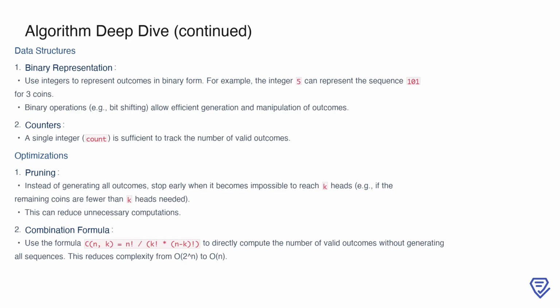To optimize the brute force approach, we can use pruning. This means stopping early when it becomes impossible to achieve k heads, such as when the number of remaining coins is fewer than the heads we still need. Another powerful optimization involves using the combination formula C(n, k) equals n! divided by k! times (n minus k)! to directly compute the number of valid outcomes without generating all sequences. This approach reduces the computational complexity from exponential to linear, making it far more efficient for larger inputs.